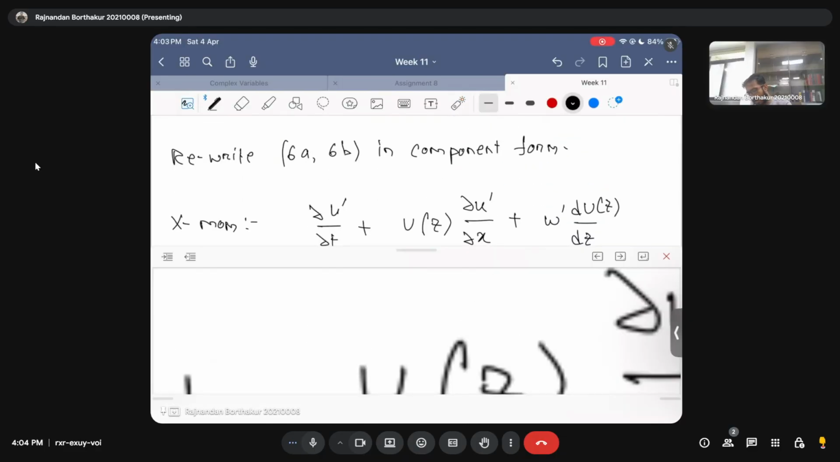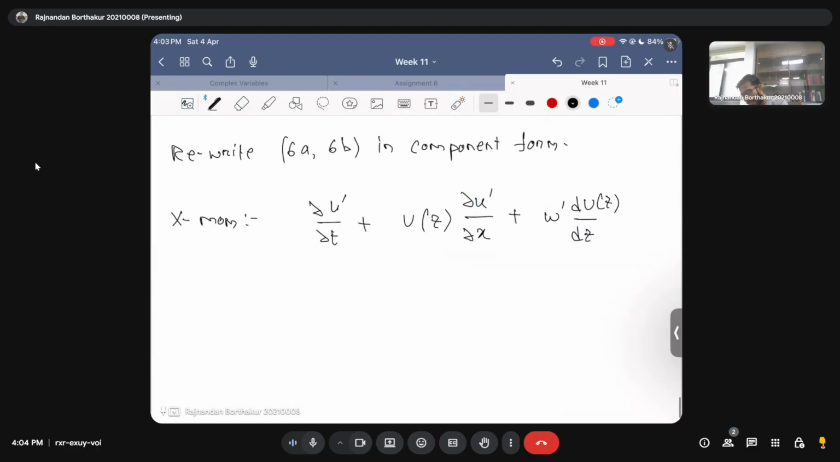And then I have the pressure gradient, which is just minus del p prime by del x. So that's it. That's the x momentum linearized Euler equation in the x direction.